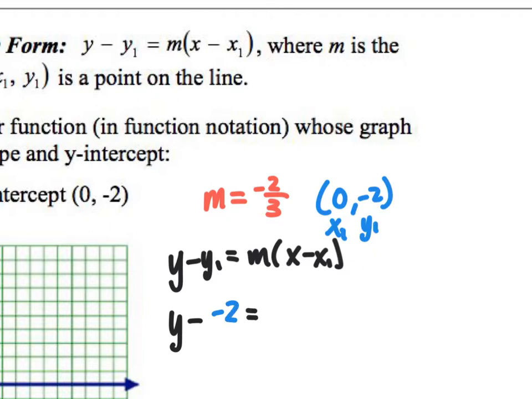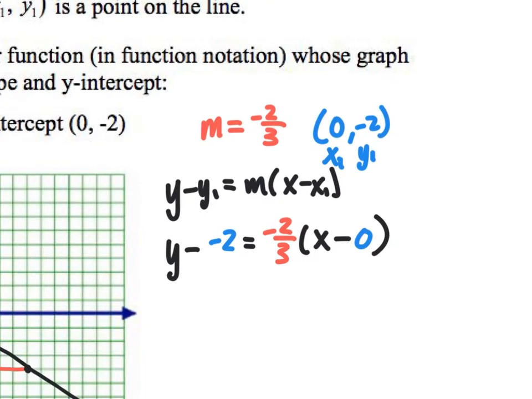My slope m is negative 2/3, so I'm going to write negative 2/3. And then parentheses x minus x sub 1, which is 0. Okay, so that's that point there. Now we can simplify and solve this for y. If I've got y minus negative 2, subtracting a negative really means that you're adding. So I'm going to do y plus 2.